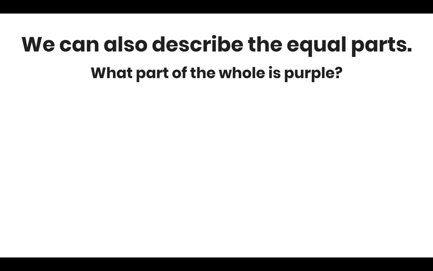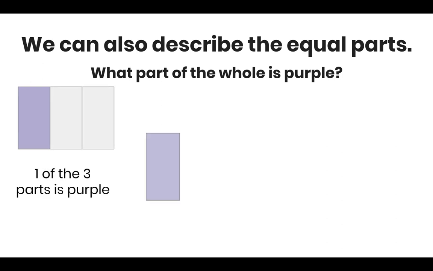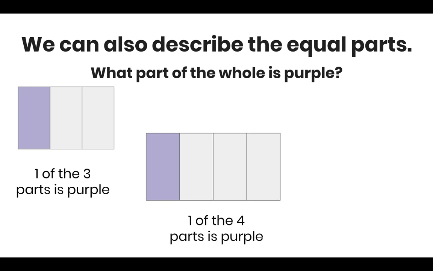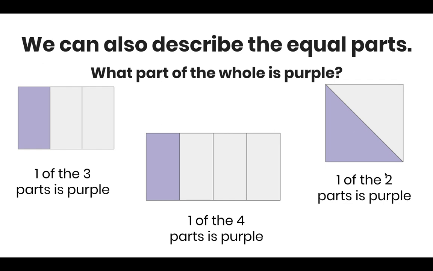We can also describe the equal parts. For example, in the first shape, what part is purple? One of the three parts is purple. In the next shape, one of the four parts is purple. And last, one of the two parts is purple. So if I asked you what part of this first one is shaded purple, that is what you would tell me. One of the three parts is purple.